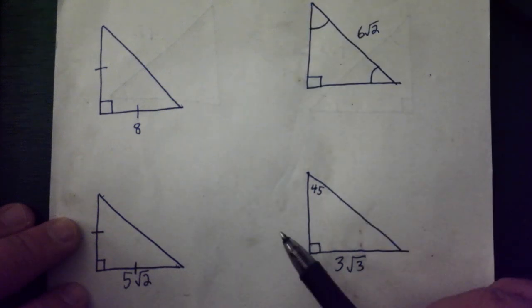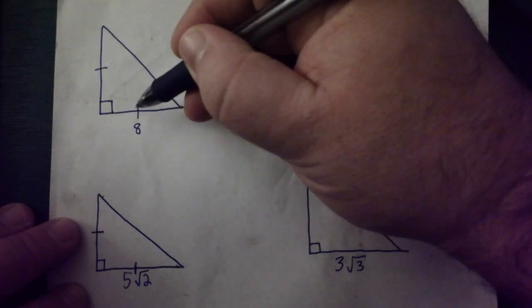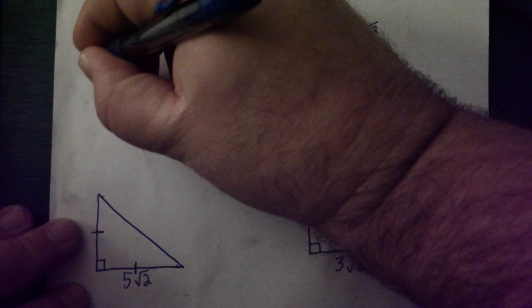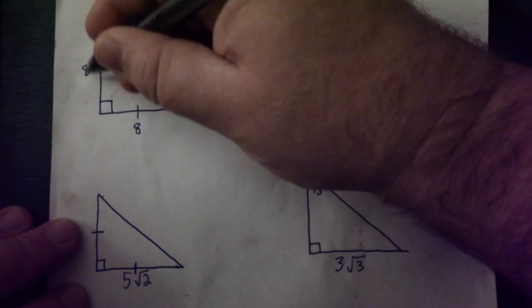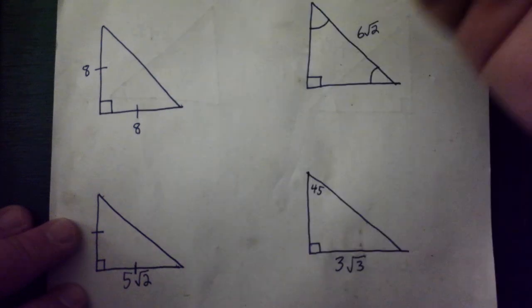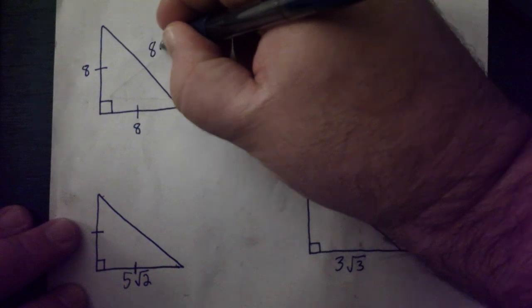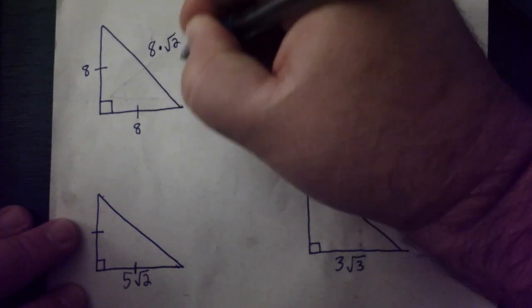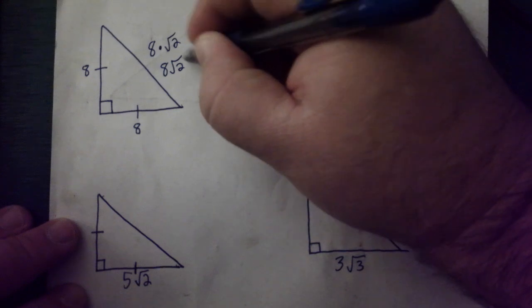So this is 8, and if that's 8, this is 8, because these stay the same. And then to get from here to here, I multiply by the square root of 2. Well, we did some work with radicals yesterday. 8 times the square root of 2 is just 8 square root of 2. That's the answer. That one and that one.